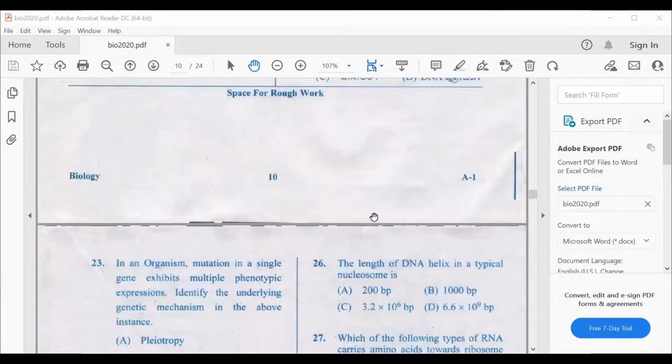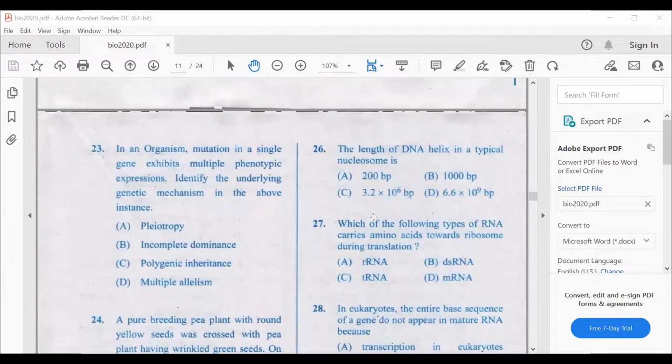23rd question. In an organism, mutation in a single gene exhibits multiple phenotypic expressions. Identify the underlying genetic mechanism in the above instance. That is, one mutation, an alteration in a single gene, causes many physical expression changes. Option A, pleiotropy. Option B, incomplete dominance. Option C, polygenic inheritance. Option D, multiple allelism.